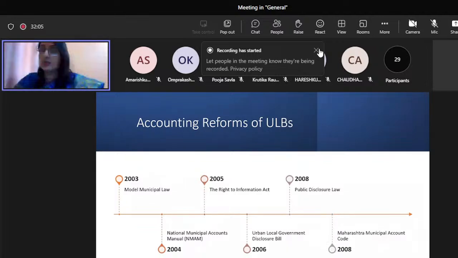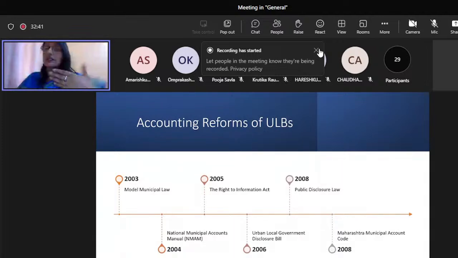The Maharashtra Municipal Accounting Code, which was evolved in 2008, is there. We still follow that. Now, why are all these accounting codes, accounting manuals and accounting reforms followed? Because of the Right to Information Act, which came in 2005. As per this, each and every citizen of India has the right to know what is happening to the tax we are paying to the government. What is the government doing with our tax money? And we have a full right to know.